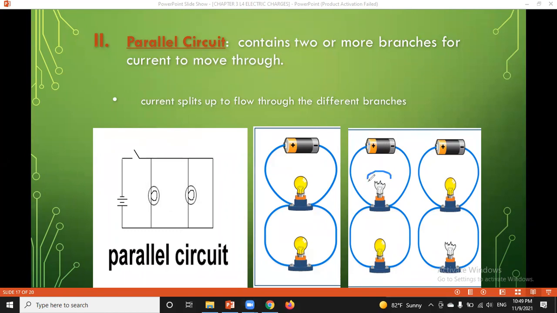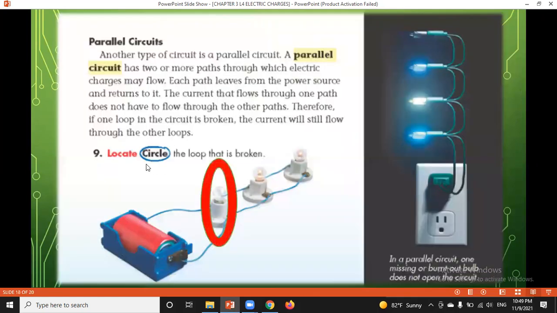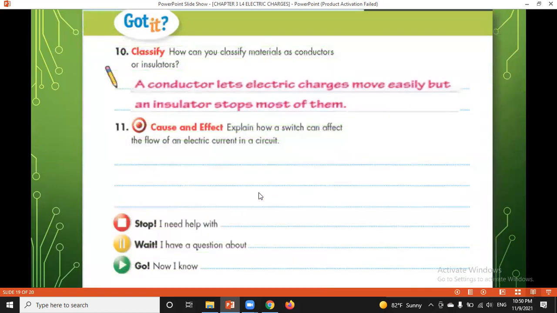Electricity, there's a broken light bulb right here. Electricity will keep moving through the other unbroken path and go back again. And also here, we have an unbroken light bulb. Electricity will keep moving through the unbroken paths. And that's simply, my friends, a parallel circuit.